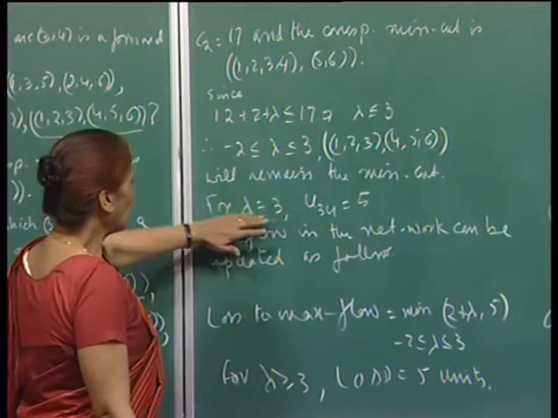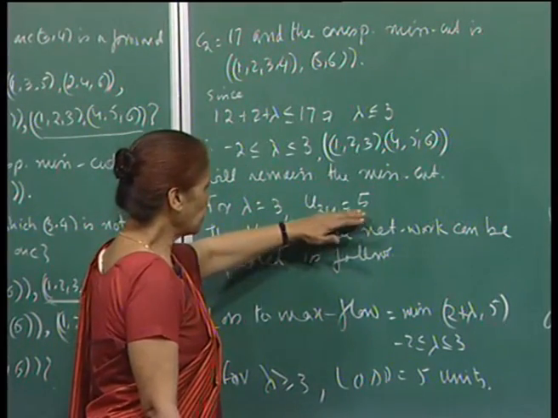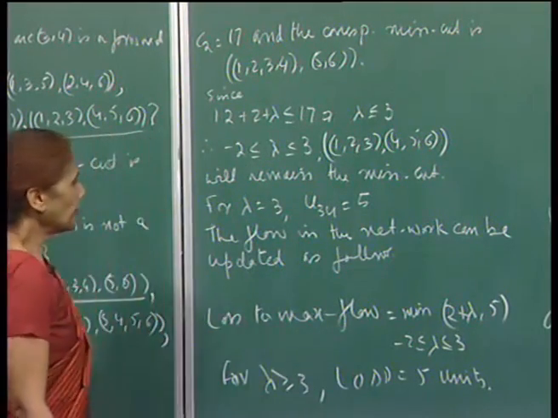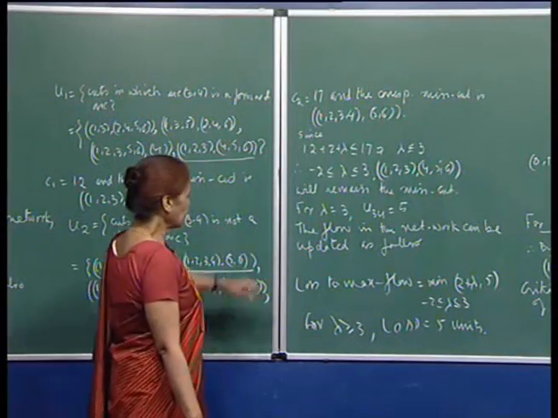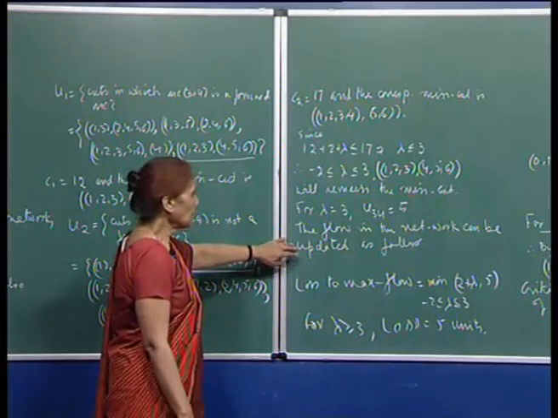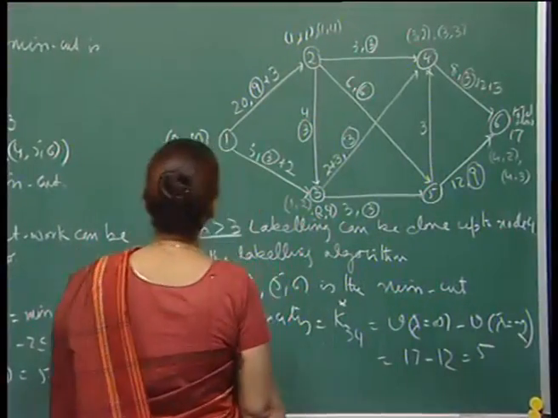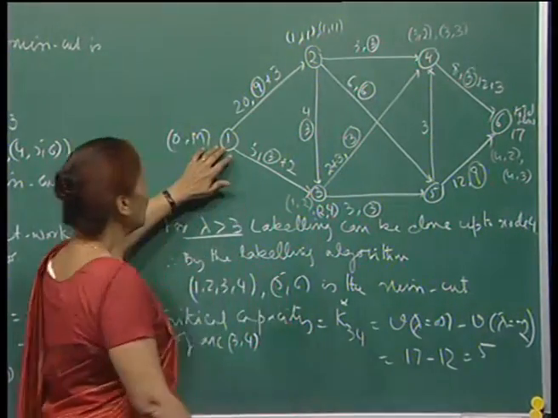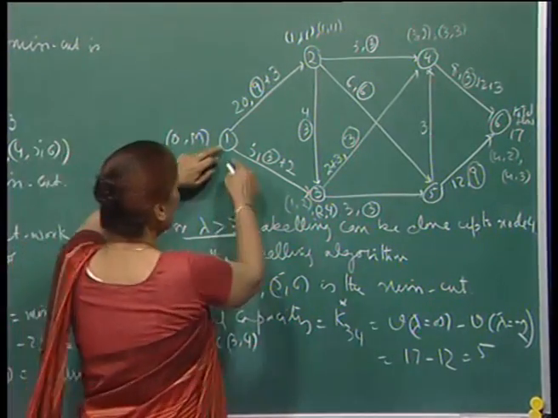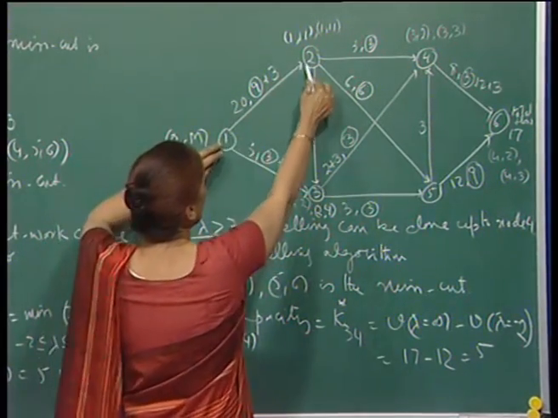And the moment lambda is equal to 3, the capacity of arc 3 4 will become 5, right, and the flow in the network can be updated. So, let us see how you can update the flow in the network. That is what I am trying to show you here. So, we will do the labeling algorithm, right. We will start with 0 m here, and if you want to label, you will label node 2.